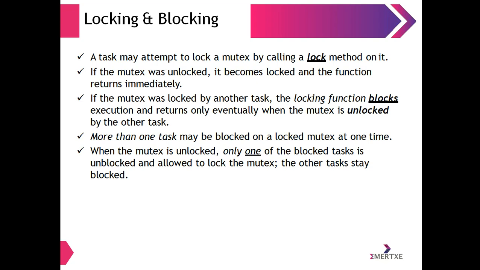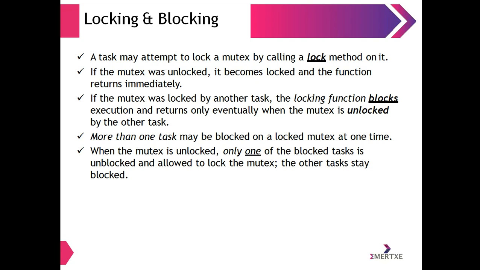Simple. So in the previous picture, where we had three cats in the form of tasks, one of the tasks locked the mutex by calling a lock method. It used it, the task completed, it released itself from the protected resource and released the mutex also. So if the mutex was unlocked, it becomes locked and the function returns immediately.